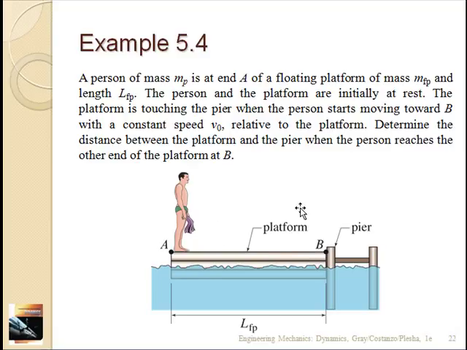But since he's moving that way, the force from his feet on the platform moves the platform the other way. The question is, how big a gap is there between the pier and the end of the platform when the person gets to point B?